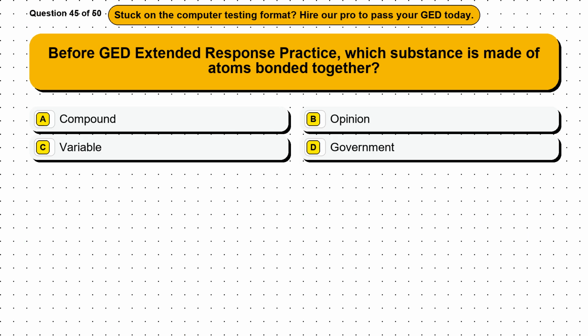Question 45. Before GED Extended Response Practice, which substance is made of atoms bonded together? Option A, compound. Option B, opinion. Option C, variable. Option D, government.